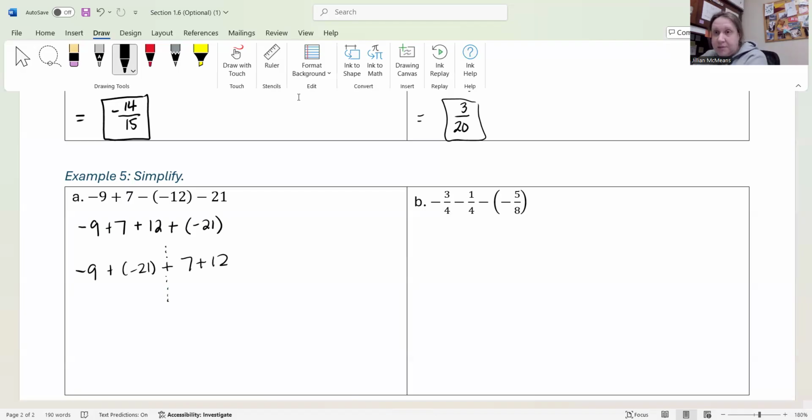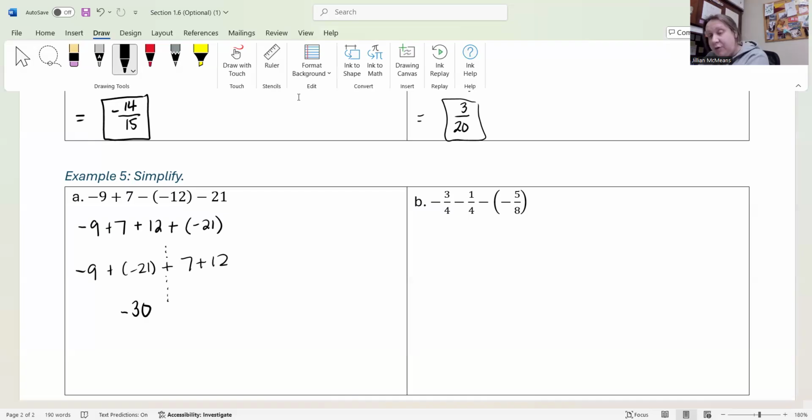And the reason we sometimes do this is it's a little bit easier to add numbers with the same sign, because you just add and keep the sign. So I've got -9 plus -21. Since we're adding the same sign, we just add and keep the sign. So we take the absolute values, which would be 9 and 21. 9 plus 21 is 30. Since they were both negative, it's going to be -30.